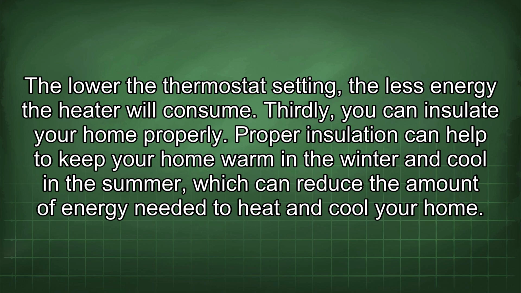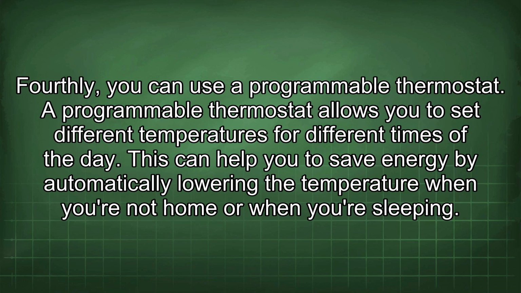Proper insulation can help to keep your home warm in the winter and cool in the summer, which can reduce the amount of energy needed to heat and cool your home. Fourthly, you can use a programmable thermostat. A programmable thermostat allows you to set different temperatures for different times of the day. This can help you to save energy by automatically lowering the temperature when you're not home or when you're sleeping.